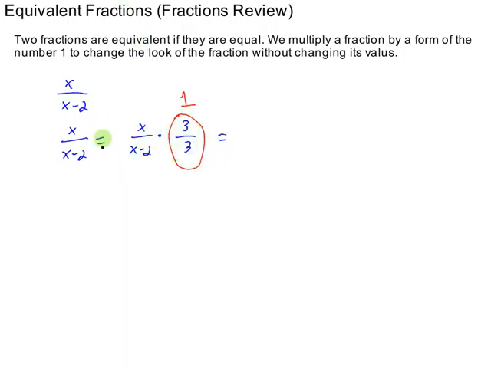This fraction looks different than its original form. It looks like 3x over 3 times the quantity x minus 2. So this fraction is equivalent to this fraction, but they look different. In fact, if you reduce this fraction, meaning cancel the 3's, you end up right back where you started.